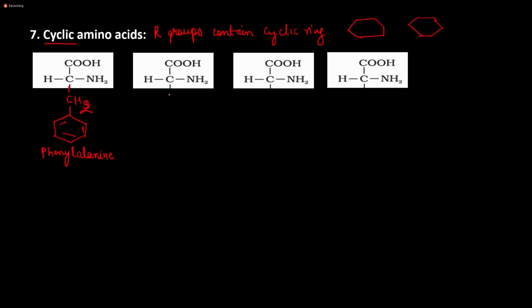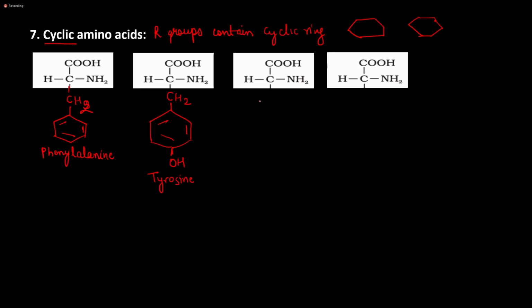Now the second is tyrosine. So we just saw the structure of tyrosine. Draw the structure of phenylalanine, and because tyrosine is a hydroxyl containing amino acid, add OH here. So it will become tyrosine. So now we have phenylalanine, tyrosine.